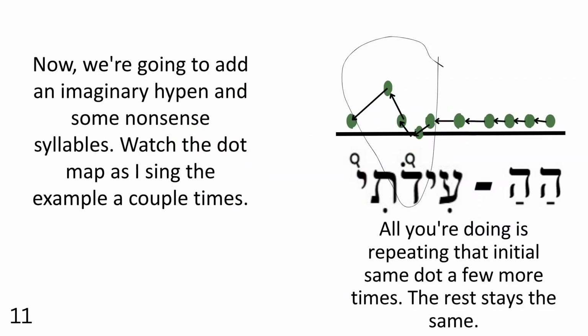Look again. Ha-ha-idoti. So notice that all you're doing is repeating that same line where all the dots are on the same level. That's the only bit that's changing here for Talisha Kitana. So we have da da da da da da da da, and just that last bit with the accent stays the same.